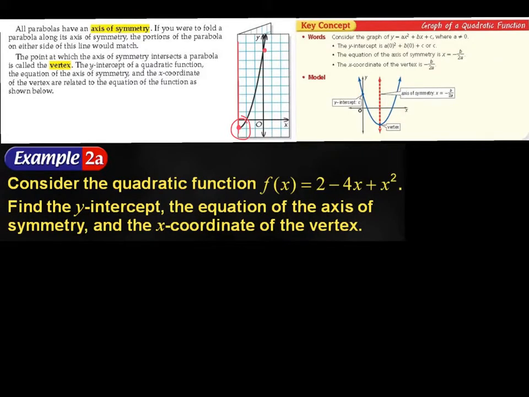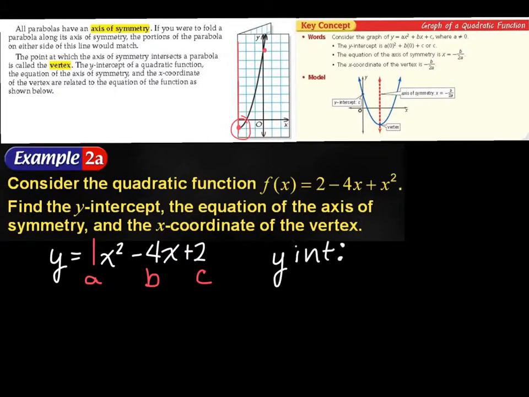Consider the quadratic function f of x equals 2 minus 4x plus x squared. Find the y-intercept, the equation of the axis of symmetry, and the x-coordinate of the vertex. The first thing we're going to want to do is write that equation in descending order, and I did switch out f of x for y. The coefficient of x squared is 1, the coefficient of x is negative 4, and the constant is 2. To find the y-intercept, all I have to know is, what is c? c is 2.